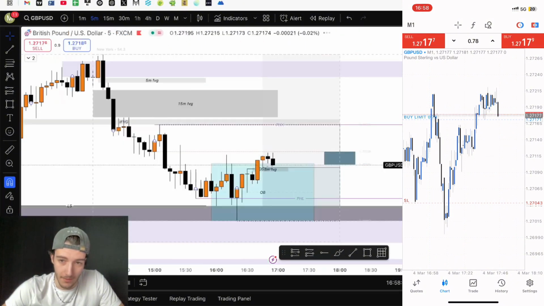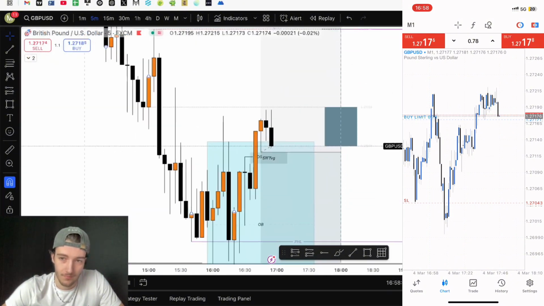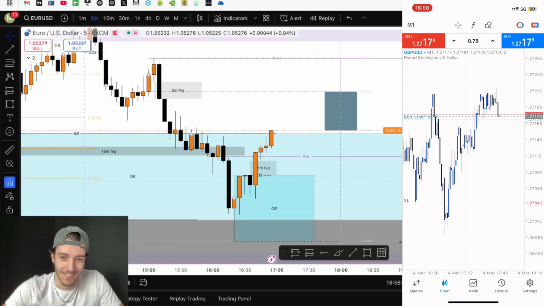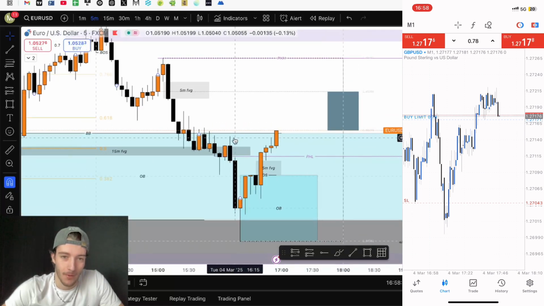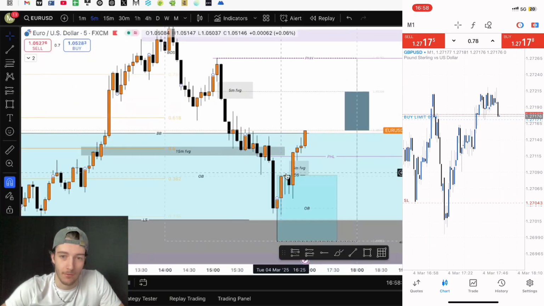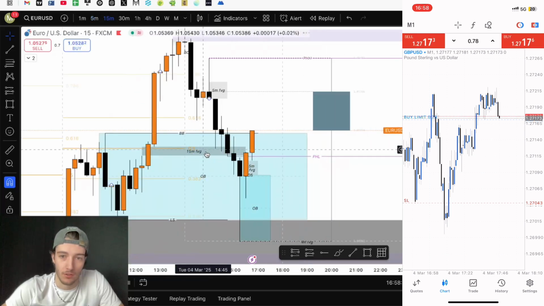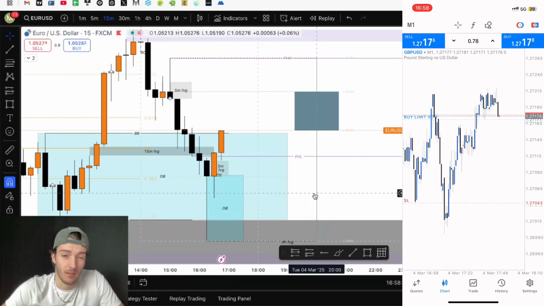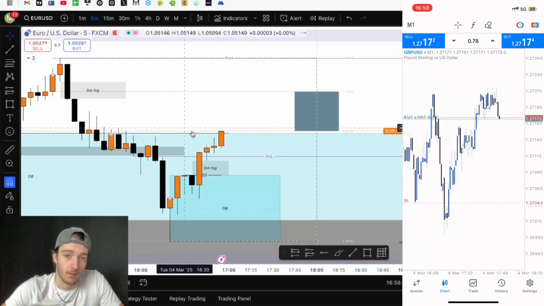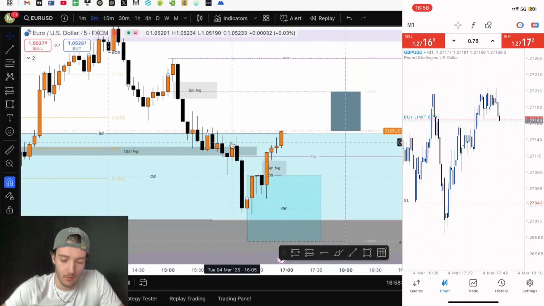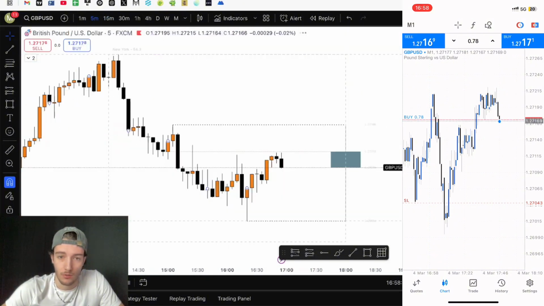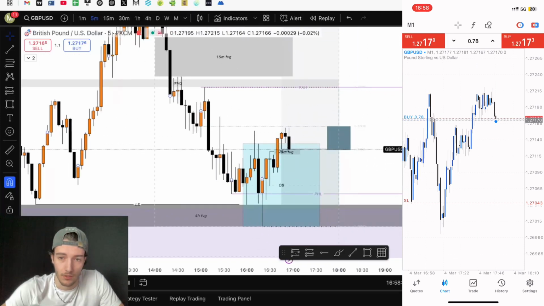Euro is just ripping. Should have longed euro. No, it's fine. Euro broke structure to the upside on the 5 minute already and currently breaking structure on the 15 minute. I mean, technically not, but alright, we are in on GU. We are in on GU.